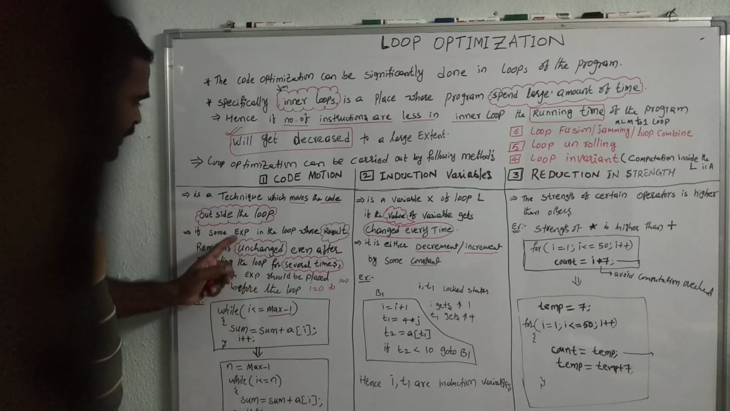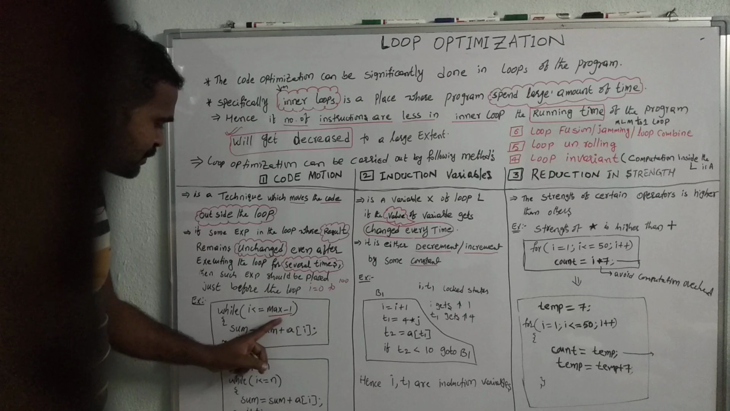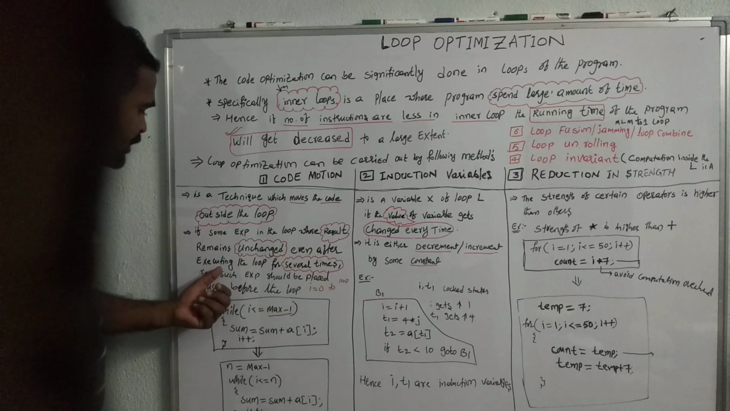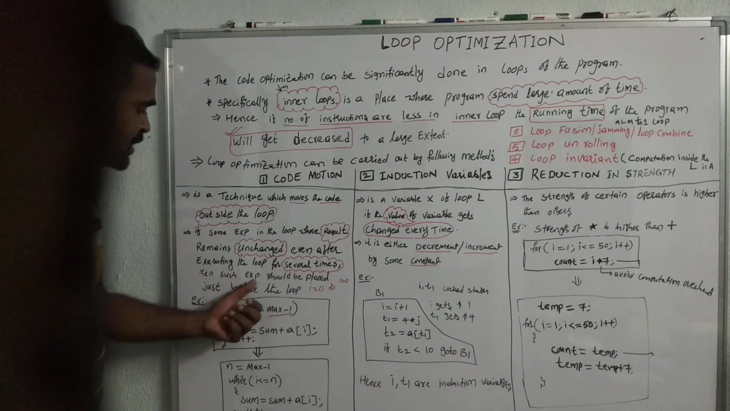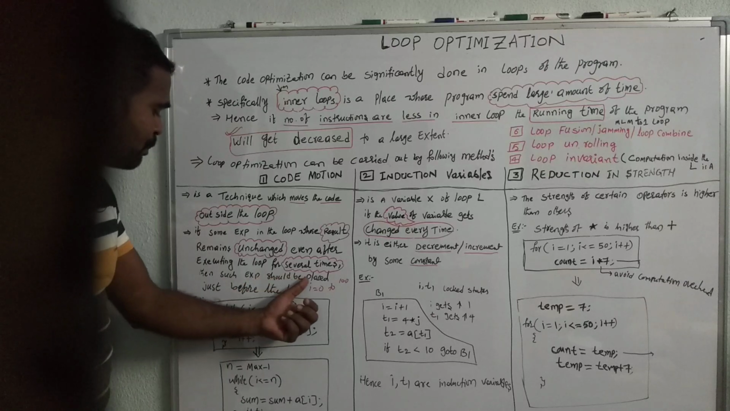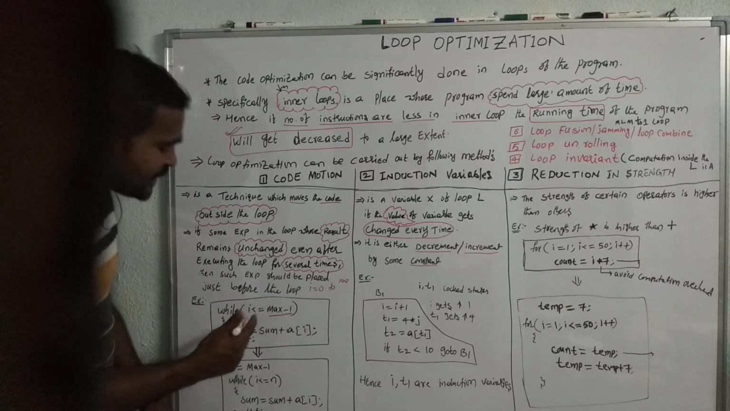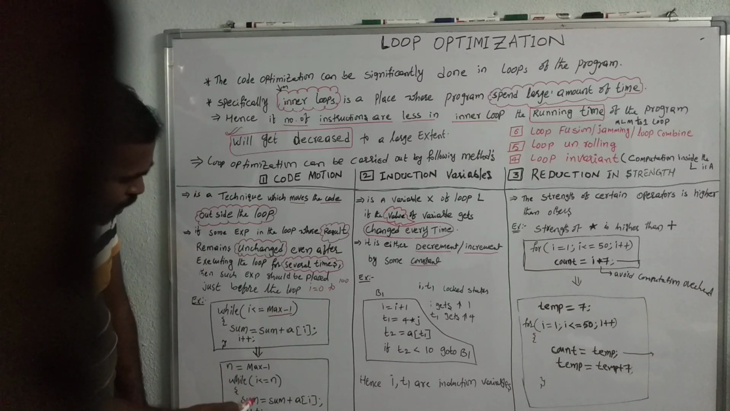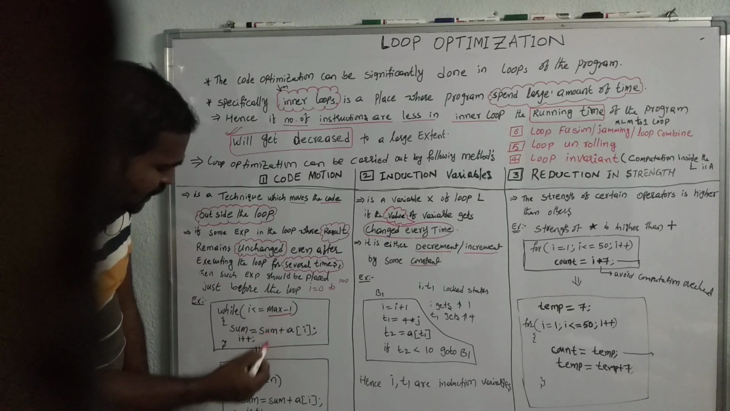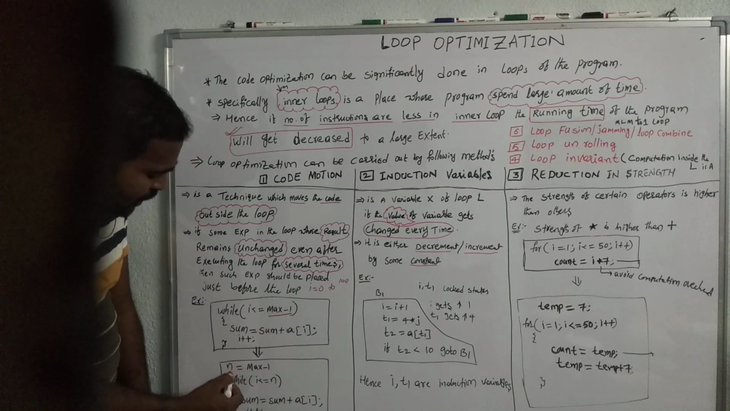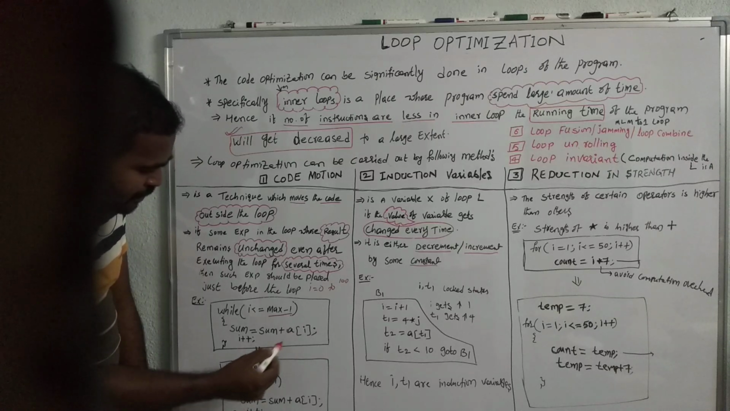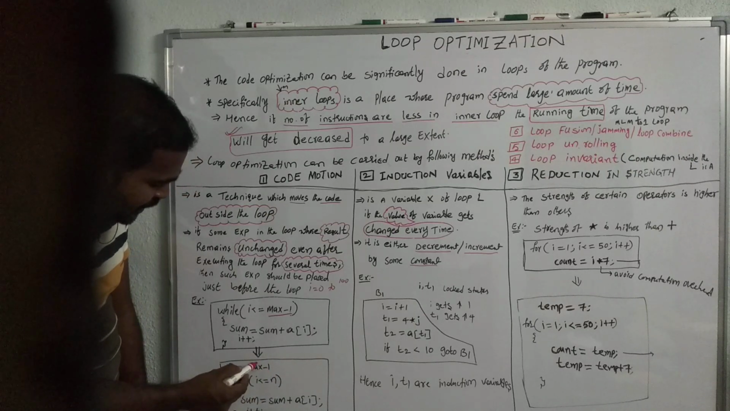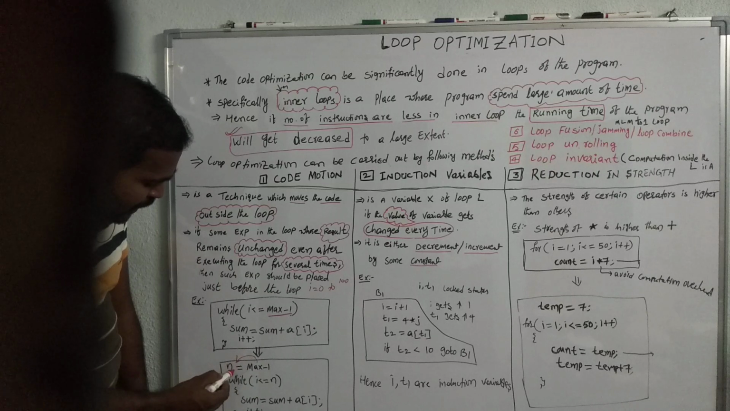Why? Because for expressions like max minus 1 in the loop whose results remain unchanged even after executing the loop several times, such expressions should be placed just before the loop. So this max minus 1 is stored in a particular location n. Let us assume the maximum value is 100, 100 minus 1 is 99, and the 99 is assigned to the nth location.